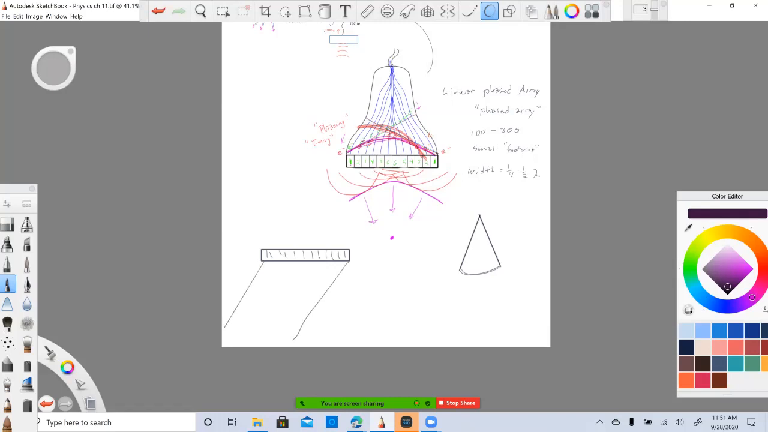And then a millisecond later, it's steering the beam like so. And a millisecond later, like so. And a millisecond later, like so. Now, it still kind of creates, as far as I'm concerned, a bit of a flat top.